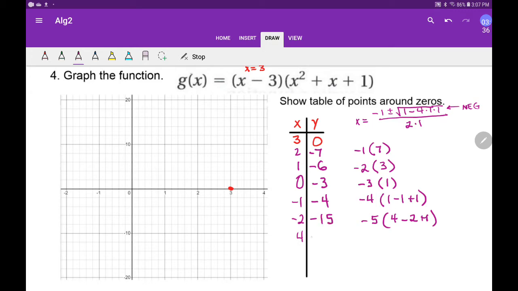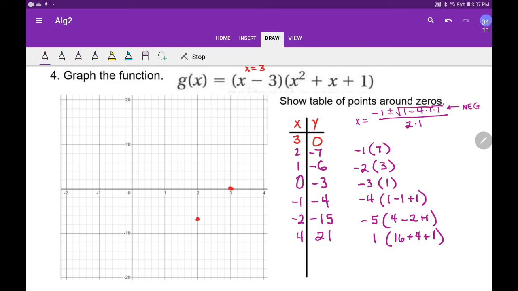And when I switch back to the other side and do 4, because I was thinking about 4 being out here and I don't know where to go, 4 take away 3 is 1, and 4 squared is 16 plus, I'll just write it out, plus 4 plus 1. That looks like 21 to me. Okay, so let's plot these points and then we'll do the best we can connecting them. So when I'm at 2, it says negative 7, so I'm going to put that right there. Every block seems to be 2. 2, 4, 6, 8, negative 10.